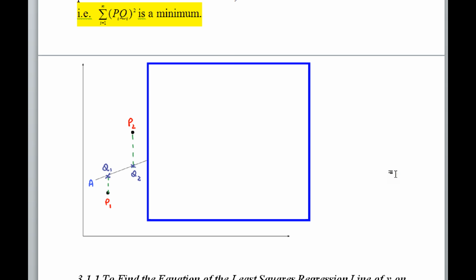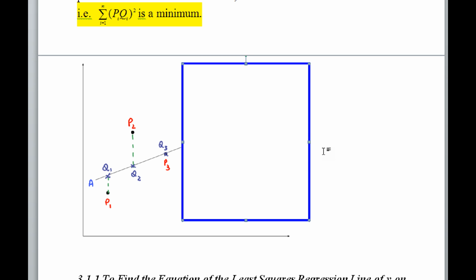You have another point, P2, Q2. P1 is one data point, P2 is another data point, right? In this case, P3 exactly lies on the line, P3, Q3. Now, the line you draw will be such that you take distance PQ squared, PQ squared, PQ squared, and that sum is a minimum. You will draw the line such that the sum of these PQ squared is a minimum. You should be able to find such a line.